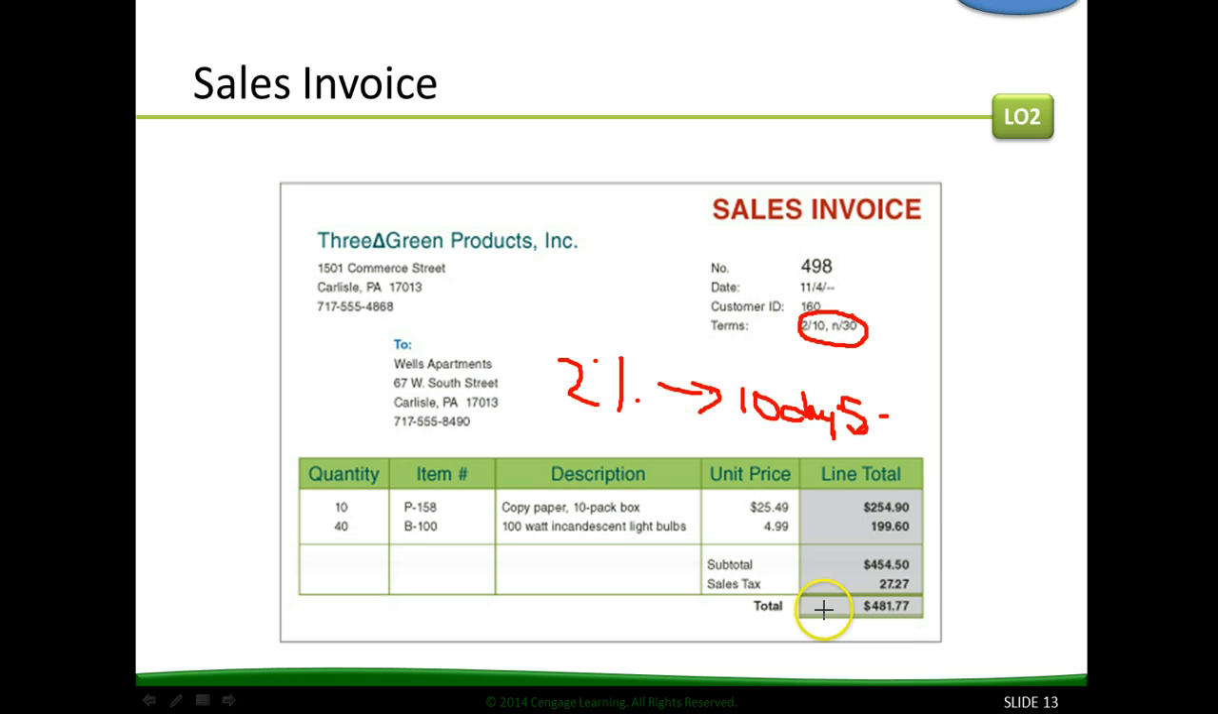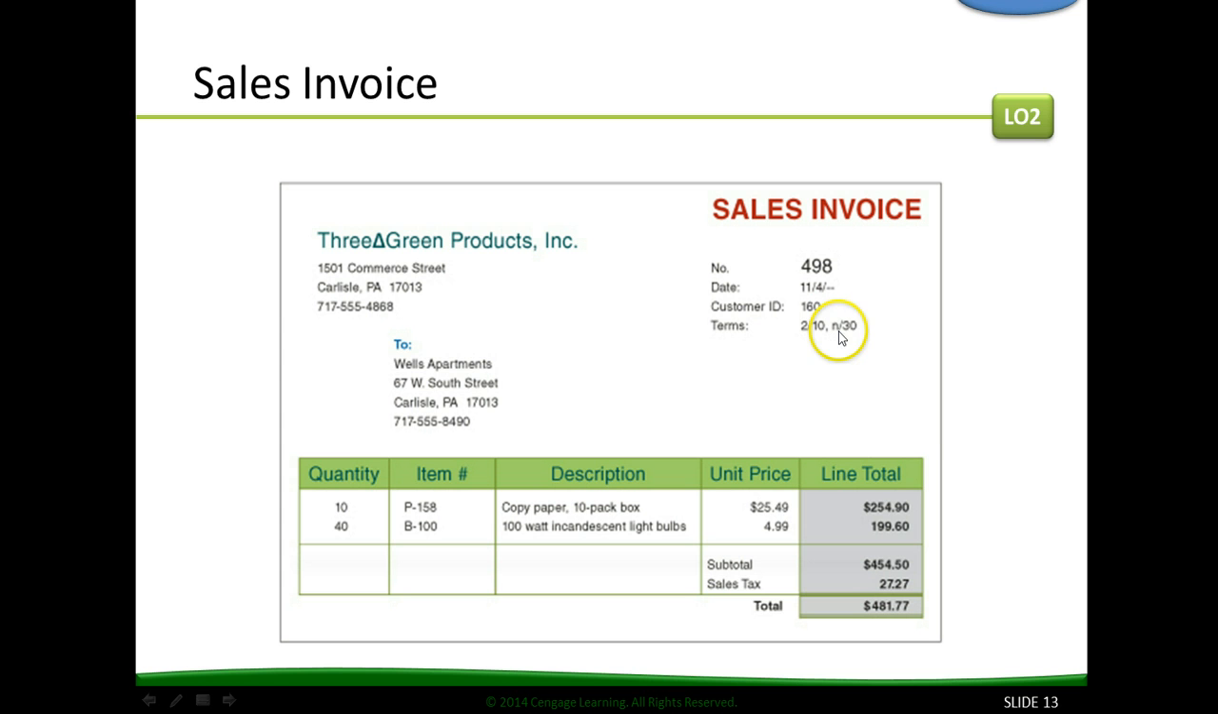And if you don't, then just the total amount of $481.77 is due within 30 days, which would be December 4th. So if Wells Apartments decided to take the 2%, write down in your notes and figure out what 2% of the $481.77 would be. Did you figure it out? Let's see if you got the same amount that I did. I got $9.64. That would be their savings. $9.64, because we want the money right away in 10 days.